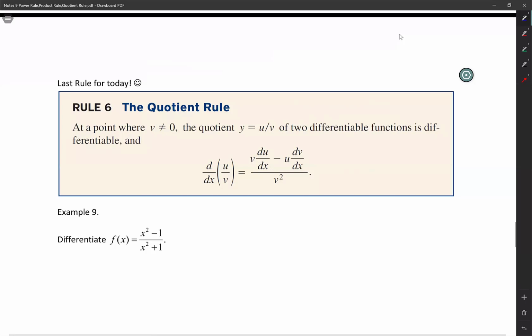See? So repeat it with me: Low D high minus high D low over low low. Guys, I didn't hear you repeat it with me. Part of your grade is participation. Everyone on mic. Of course, everything's not synchronized, so we're all going to be off, but that's okay. 3, 2, 1. Low D high minus high D low over low low. We're going to do it one more time, because I'm not hearing you.